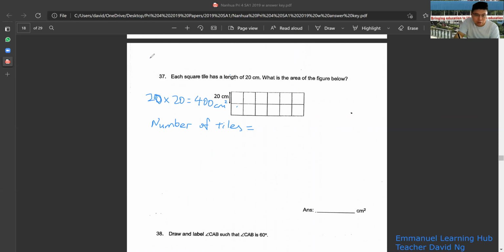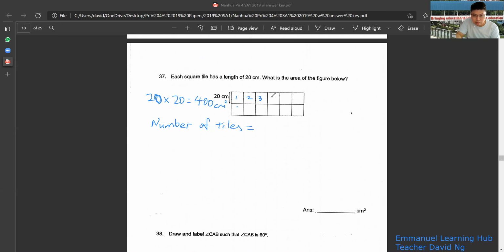Nope, because of 2 times 2 is 4. How many zeros are there? There are 2 zeros. Okay. That's how you get 400. I understand. So each tile is 400. Yes. How many tiles are there?